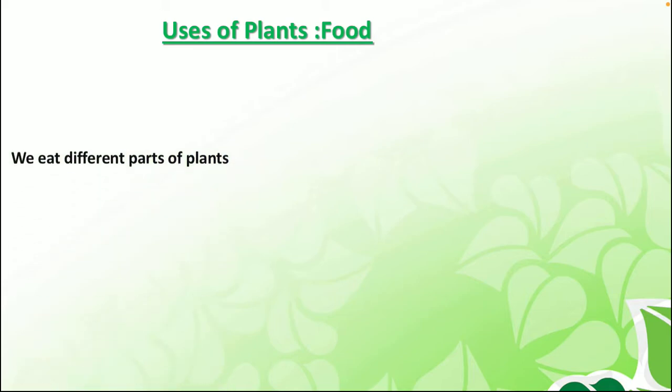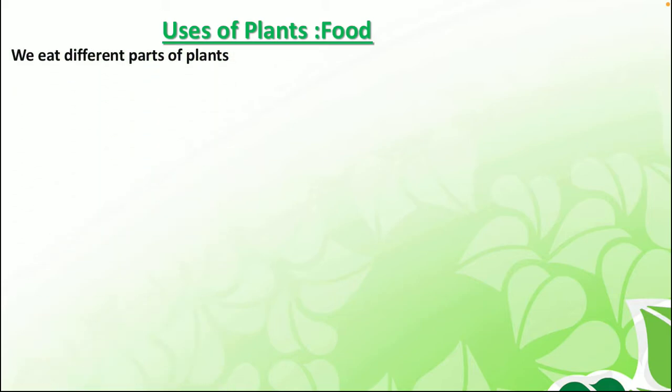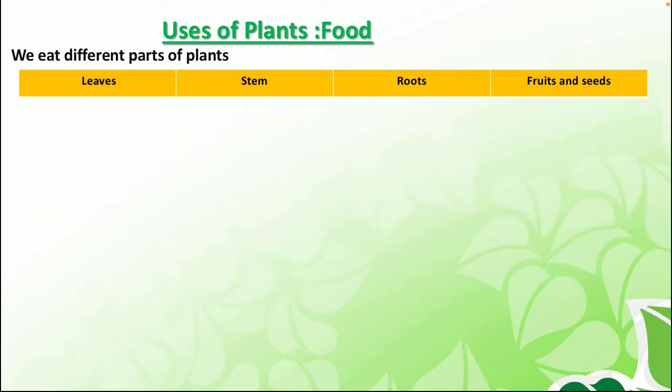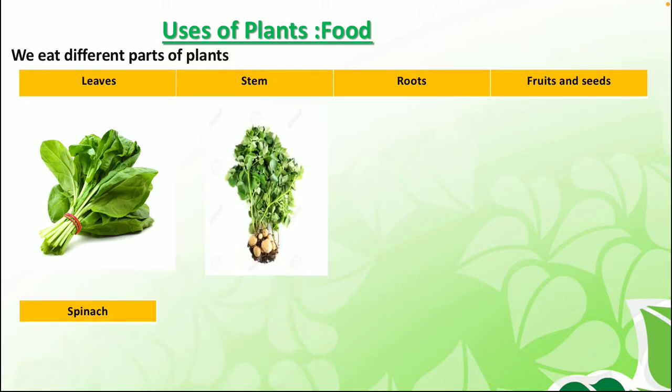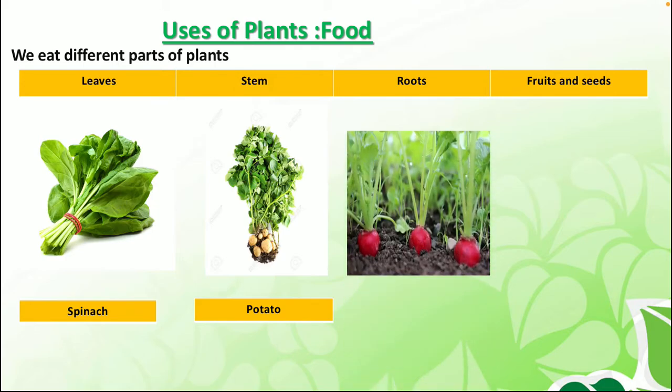Now what are the uses of plants? We use plants as food. We eat different parts of the plants. We eat leaves of the plant such as spinach, cabbage, mint, coriander. These all are leaves we eat. And stems. We eat potato. These are stems. We eat sugar cane. We eat asparagus. We eat all the stems of vegetables as food. Roots. Root vegetables are radish, turnip. Onions, carrot.